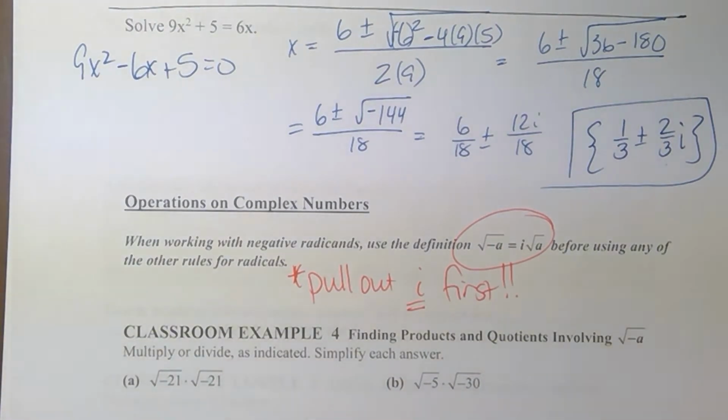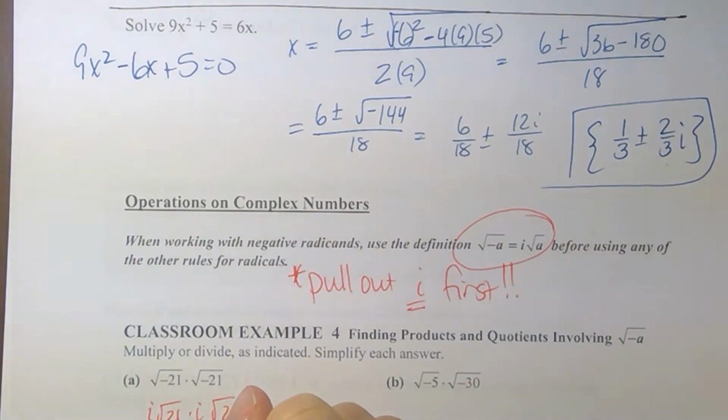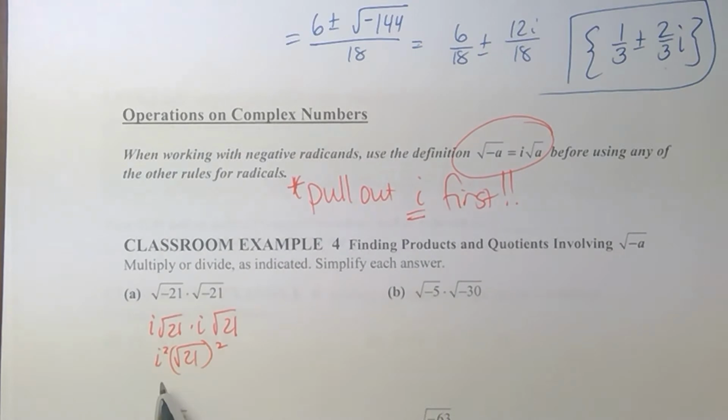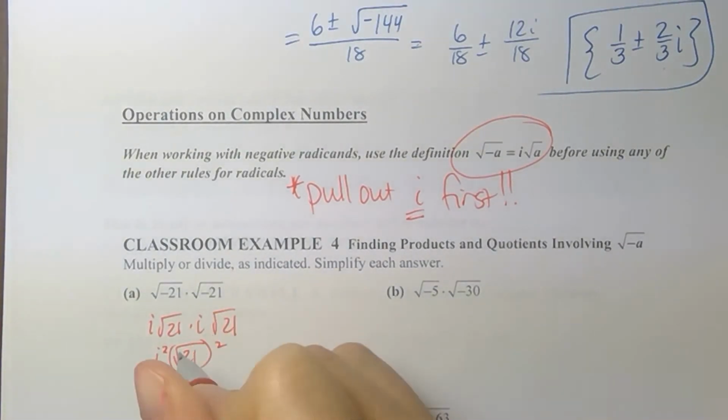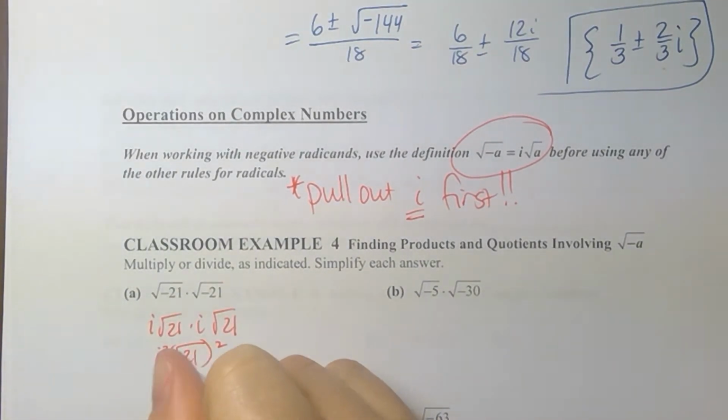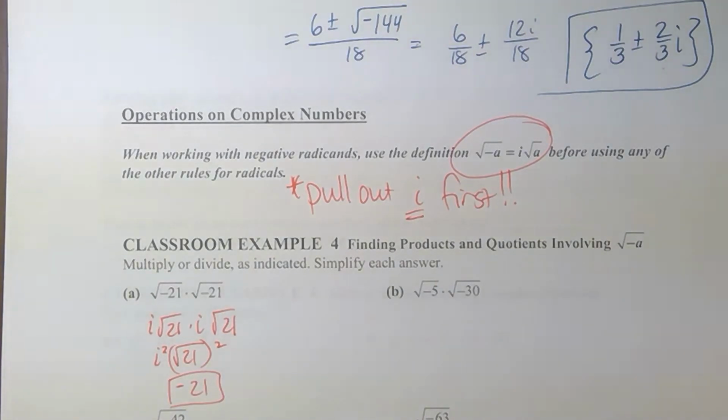This one should be i square root 21 times i square root 21. Well, i times i is i squared, and square root 21 times itself is square root 21 squared. i squared is negative 1, and this is just 21, so I get a negative 21 as my solution. That's correct.